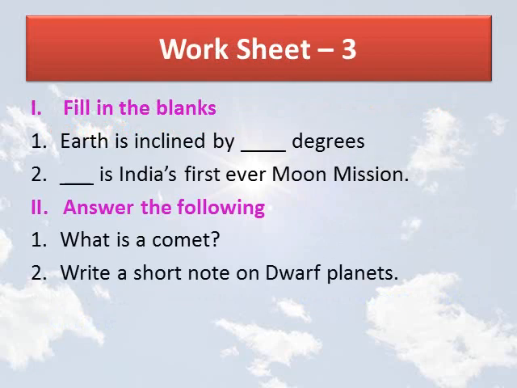Now, time for the worksheet. Worksheet number 3. Roman number 1, fill in the blanks. Question number 1. Earth is inclined by dash degrees. Question number 2. Dash is India's first ever moon mission.